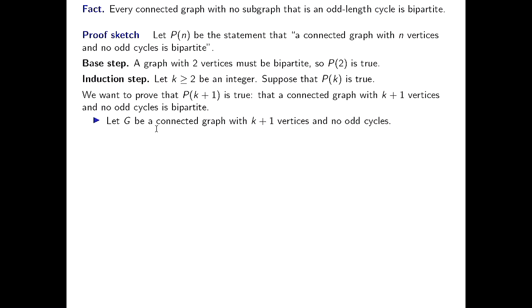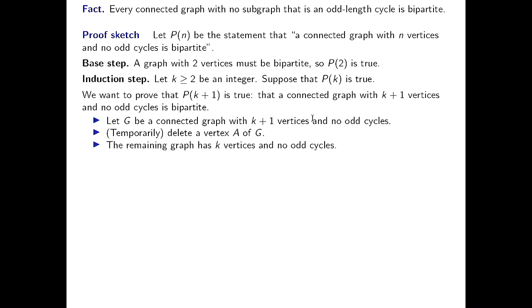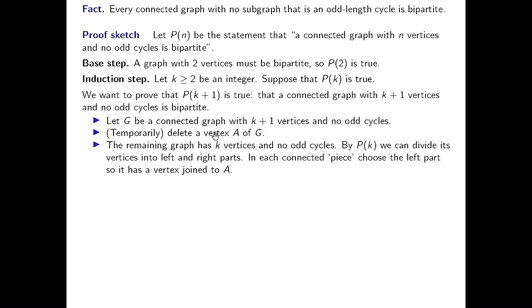So very roughly it goes like this. Take your graph with k plus 1 vertices and no odd cycles and temporarily delete a vertex. When we delete a vertex, we haven't created any cycles. So the remaining graph still has no odd cycles, and it has k vertices. So by our inductive assumption, we can divide it into left and right parts.